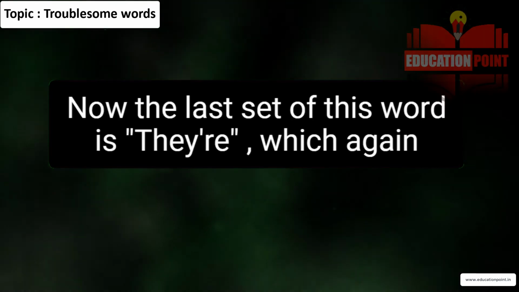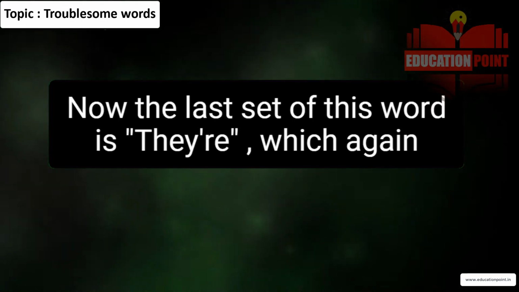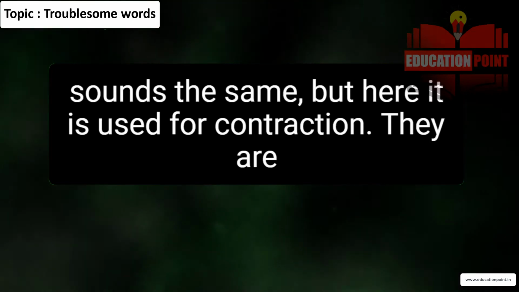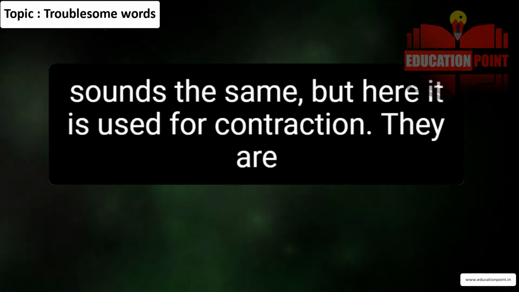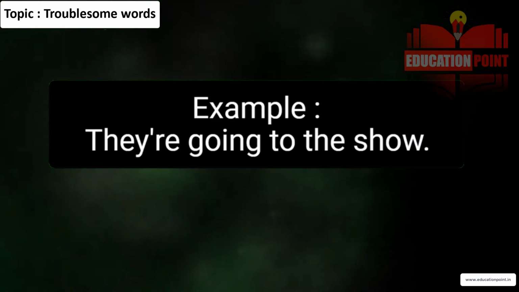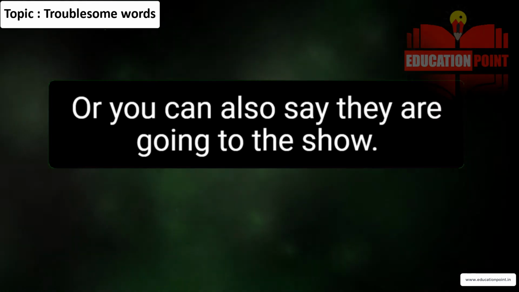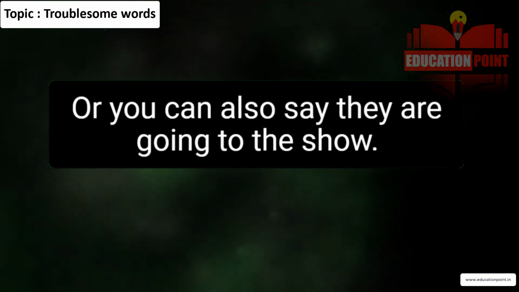Now the last of this set of words is "they're", which again sounds the same, but here it is used for the contraction "they are". Example, they're going to the show. Or you can also say, they are going to the show.